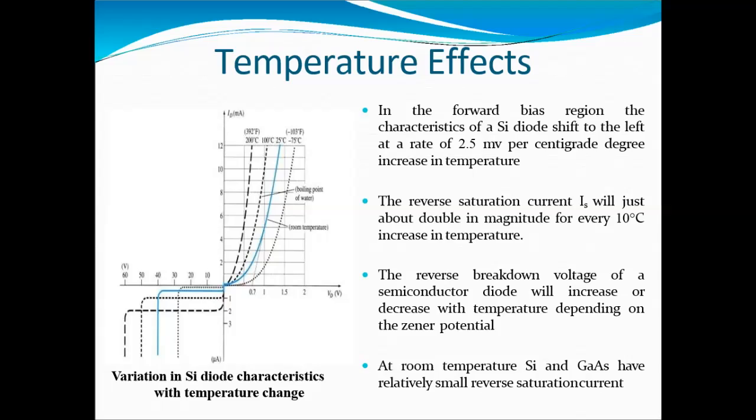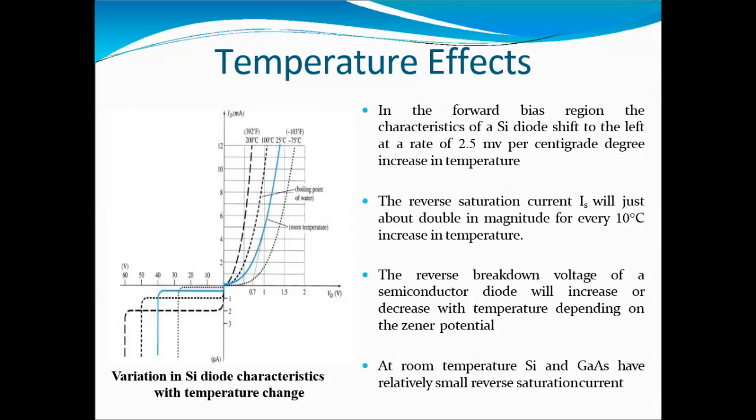Next point, the reverse saturation current IS will just about double in magnitude for every 10 degrees centigrade increase in the temperature. The reverse breakdown voltage of a semiconductor diode will increase or decrease with temperature depending on the Zener potential. So depending on the temperature, the current will be increasing or decreasing. The reverse breakdown voltage of semiconductor increases or decreases depending on the temperature.